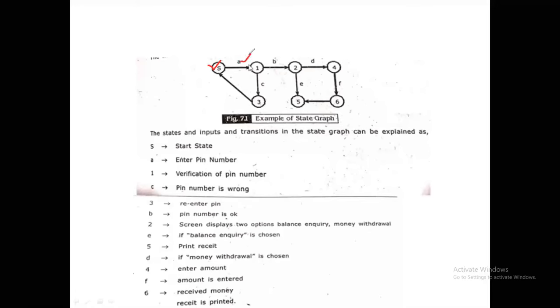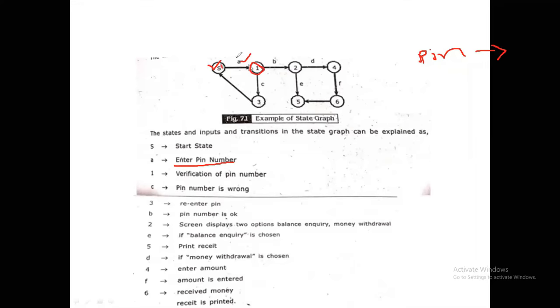Here the state graph is for entering a pin number. If you enter the pin number correctly, then you are going to enter into the system and withdraw the money. These are the different states. Now you are going to start. After that, A means input. You are going to provide the pin number. After that, the state is 1, indicating that it's a verification of the pin number.